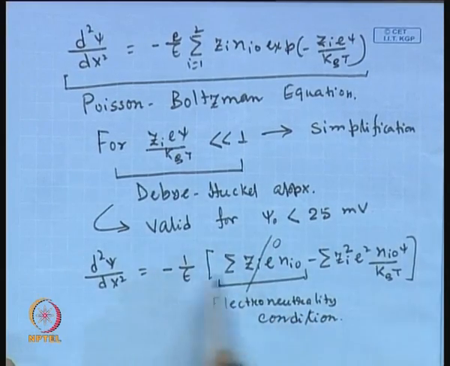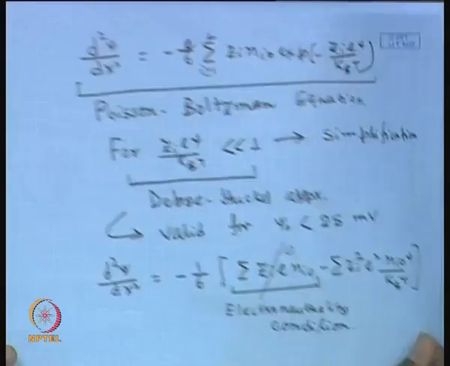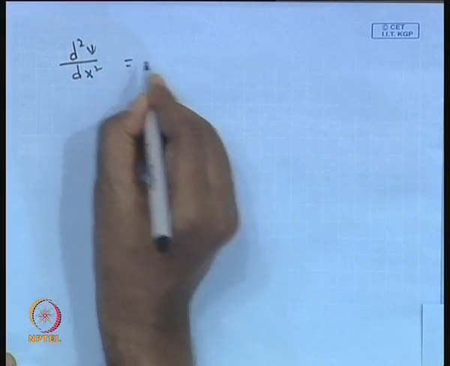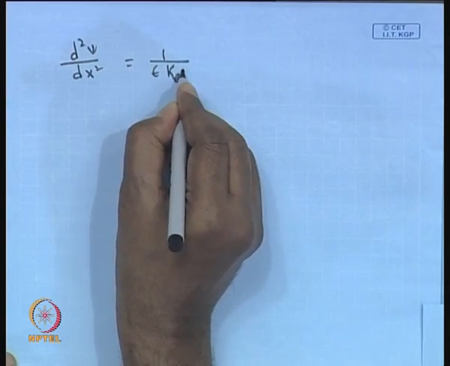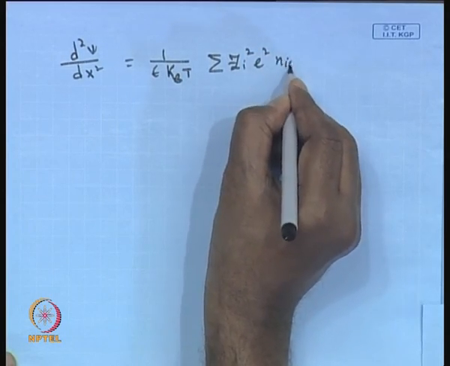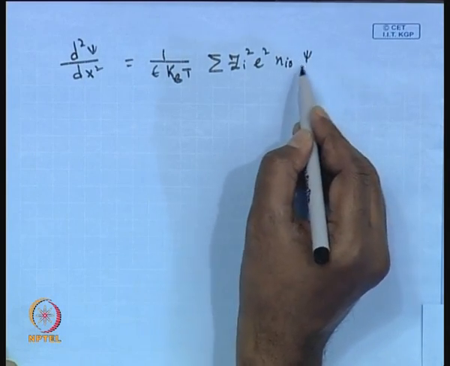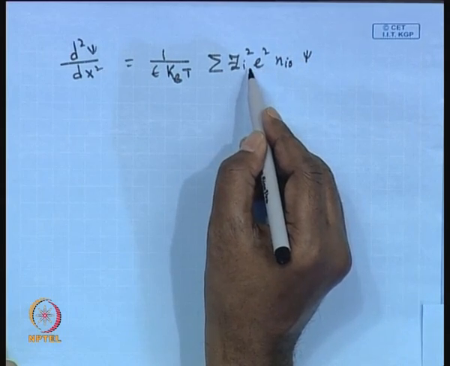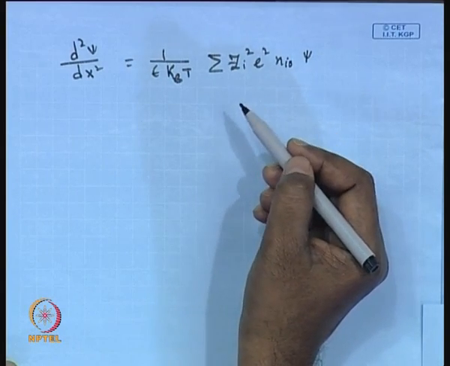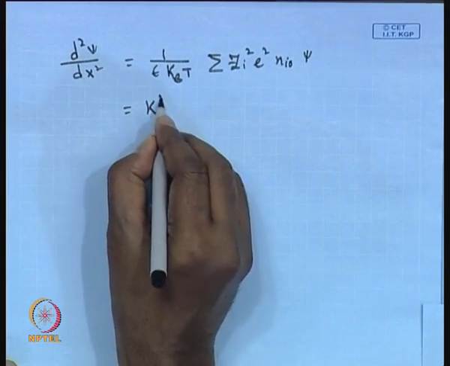And then this term will be 1 minus 1 by epsilon, multiplied by the second term, and this minus minus will be plus. The Poisson-Boltzmann equation now becomes d square psi by dx square is equal to 1 by epsilon k_B T summation of z_i square e square n_i naught psi. Now, if you remember, this psi is the same for both terms; if you open up the summation, the only thing that will differ is whether z is plus 1 or minus 1. And now this can be written as kappa square psi.